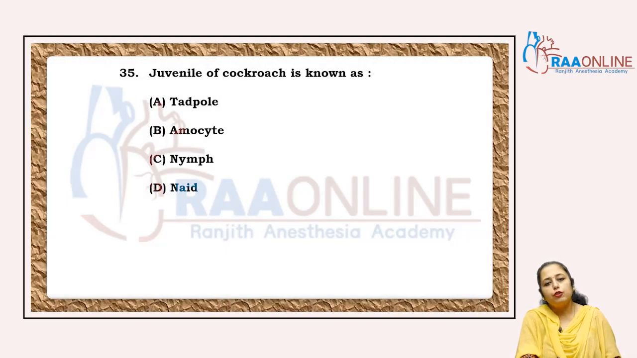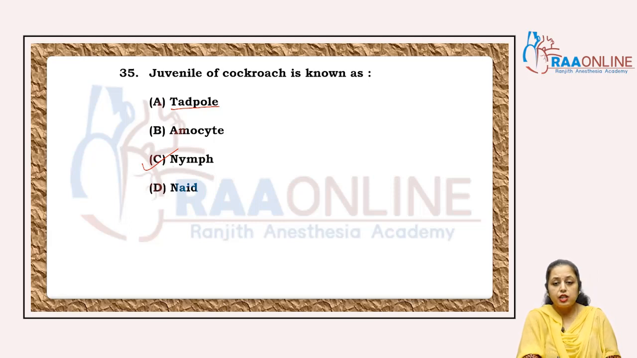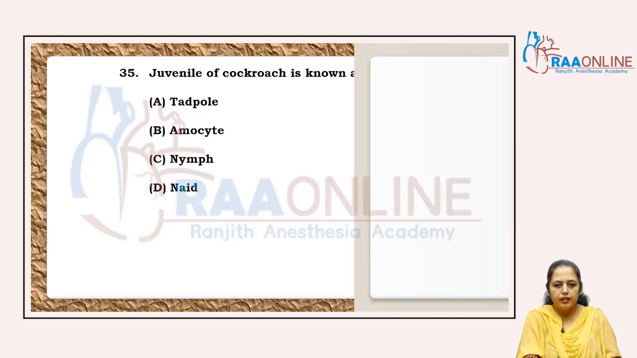The juvenile of the cockroach is known as the nymph, right. This is called the nymph, not the tadpole, which is the larva of the frog, and ammocoete is not there. That nymph is the juvenile larva of the cockroach. We can say the juvenile stage of the cockroach is the nymph, right.